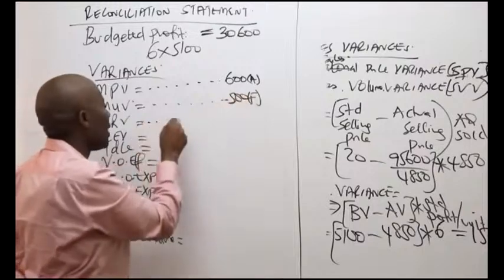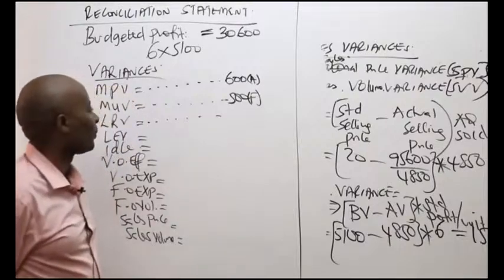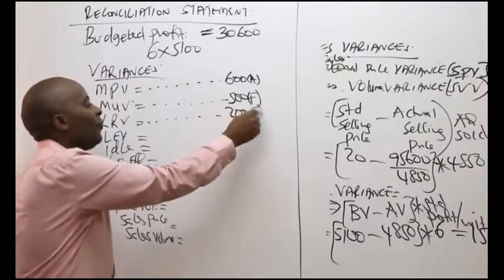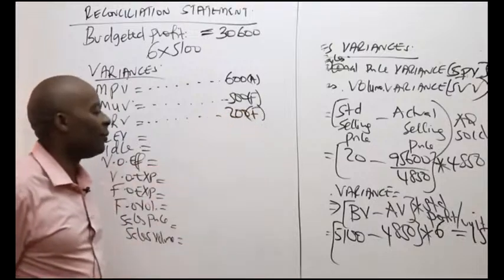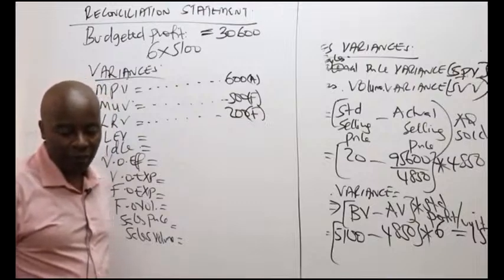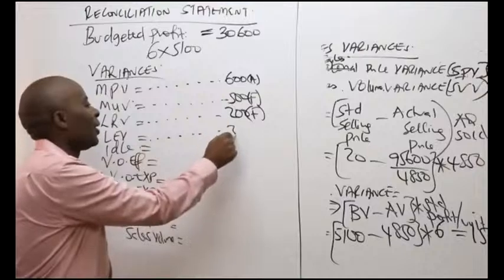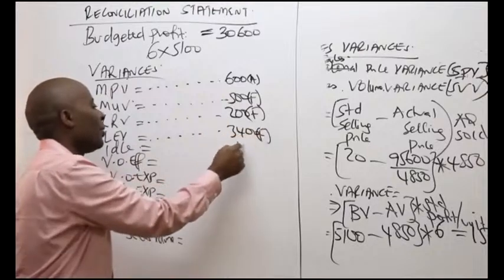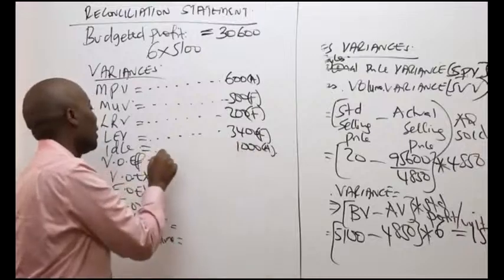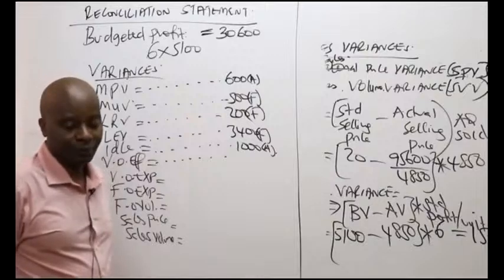How about labor rate variance, LRV? 200F. How about LEV, labor efficiency variance? What do we have there? 3,400F. How about idle time? I know it's 1,000 adverse. How about variable overhead efficiency? 510F.